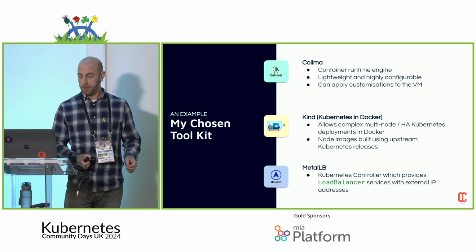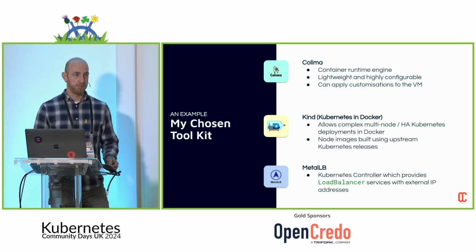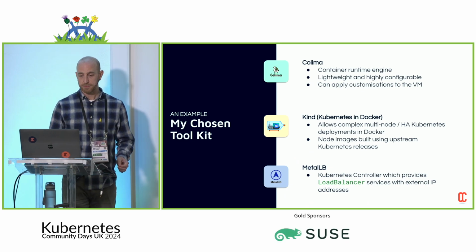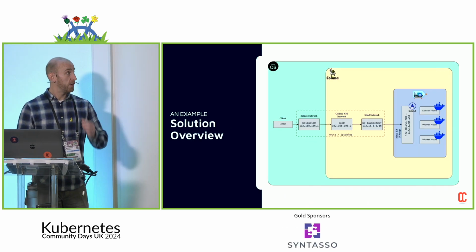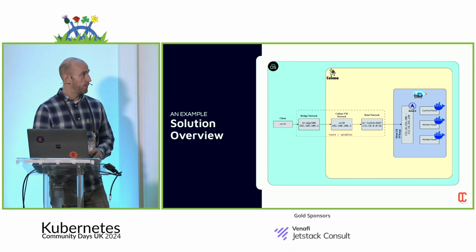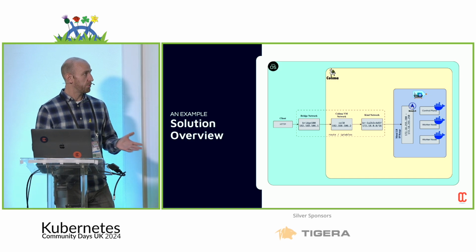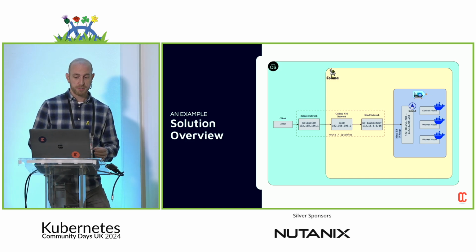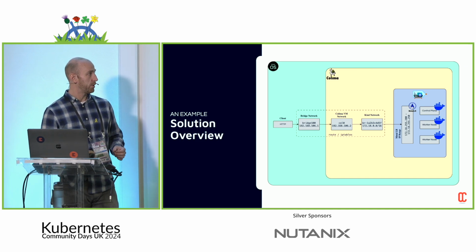And as I mentioned, MetalLB is basically a controller which will provide your load balancer services with an external IP address. So when you put this all together on a macOS host, which is the typical choice, shall we say, it looks a bit like this. So we've got my macOS host, we've got the Colima virtual machine running Docker, and inside there we have our Kubernetes cluster running in Kind with our MetalLB controller.